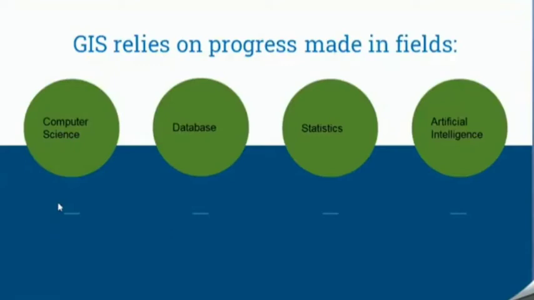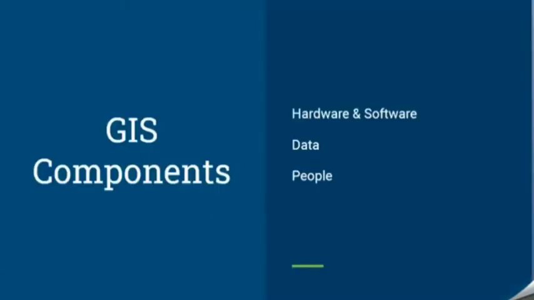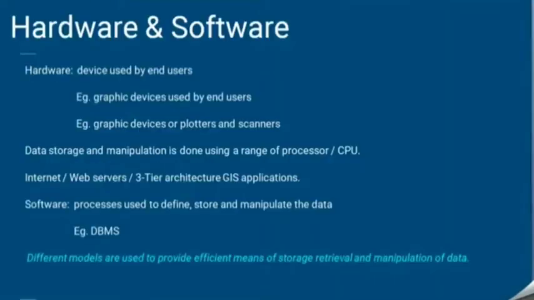The GIS field relies on these four fields: computer science, database, statistics, and artificial intelligence. GIS components: hardware and software.